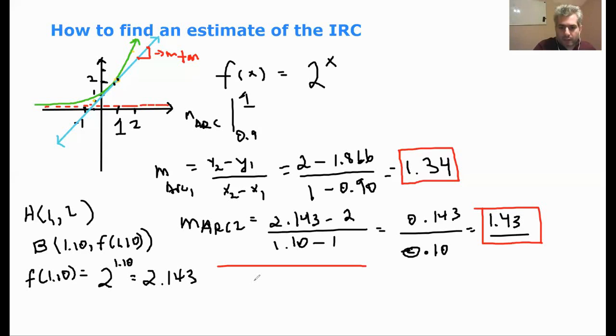So we can find the instantaneous rate of change estimate, so I'll put EST, is 1.34 plus 1.43 divided by 2. Just add that up. 1.34 plus 1.43 divided by 2. This gives us 1.325.